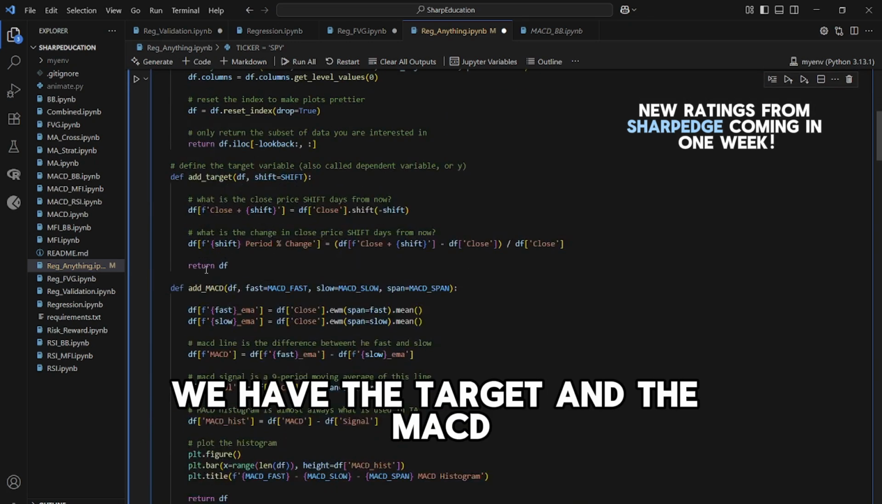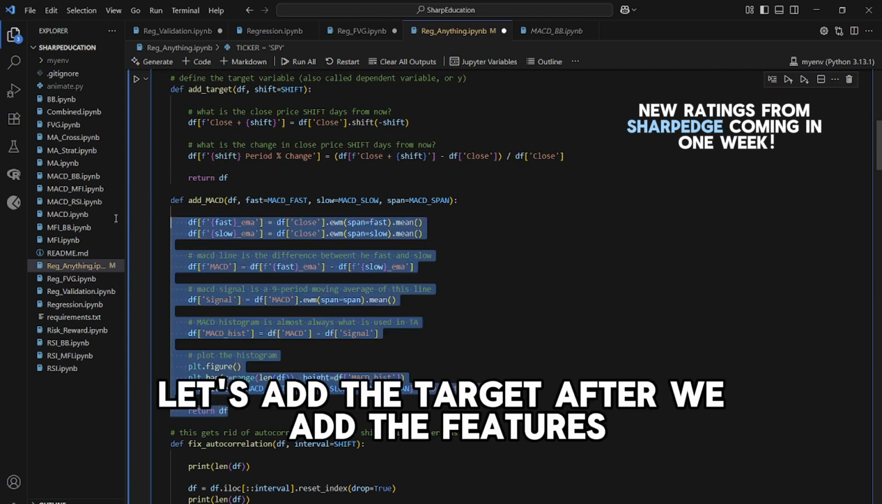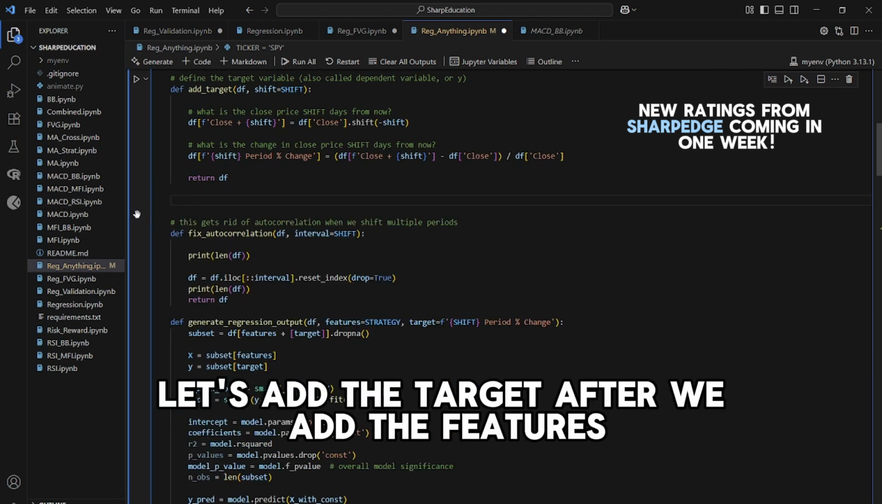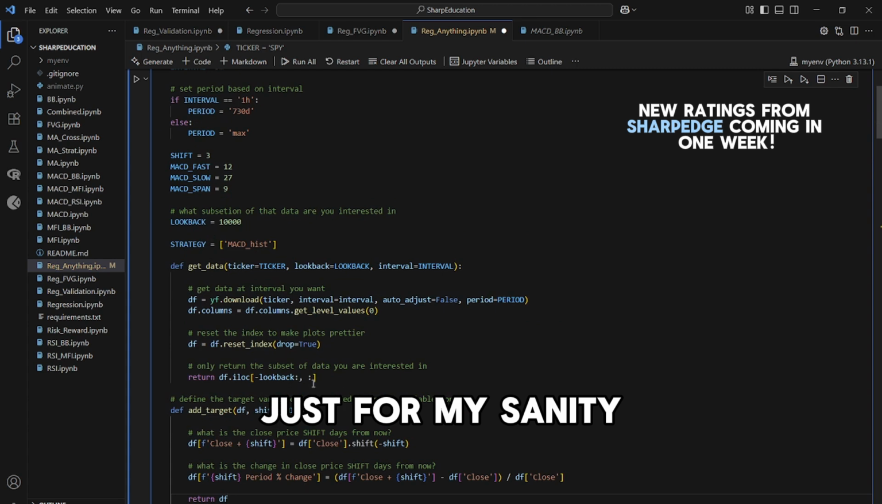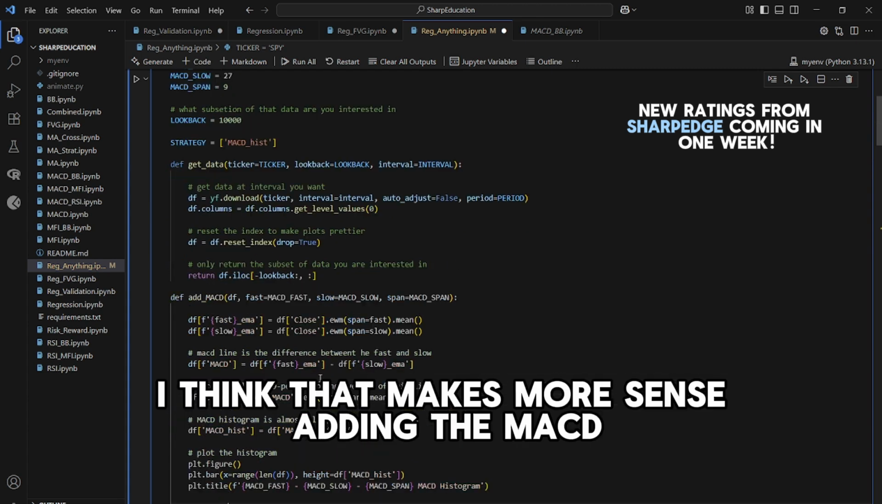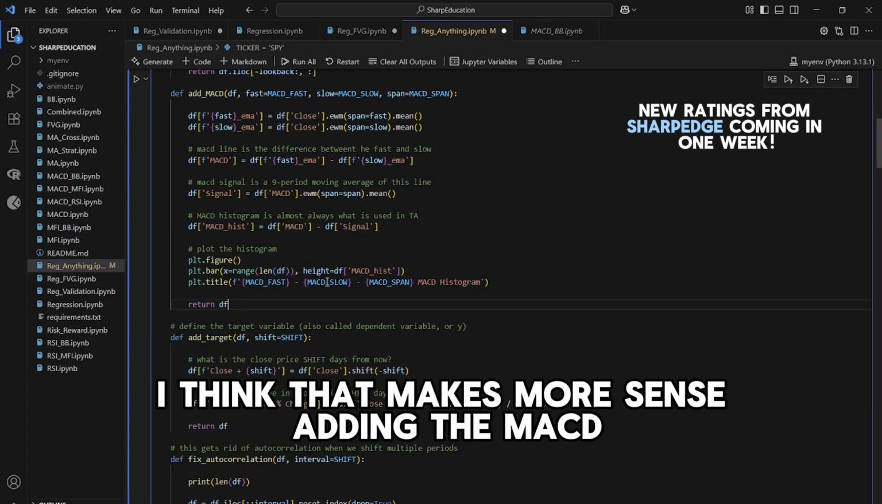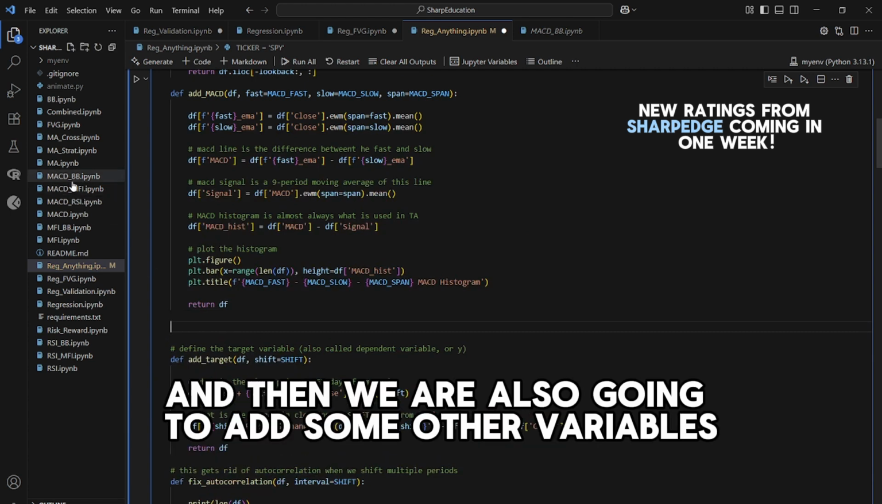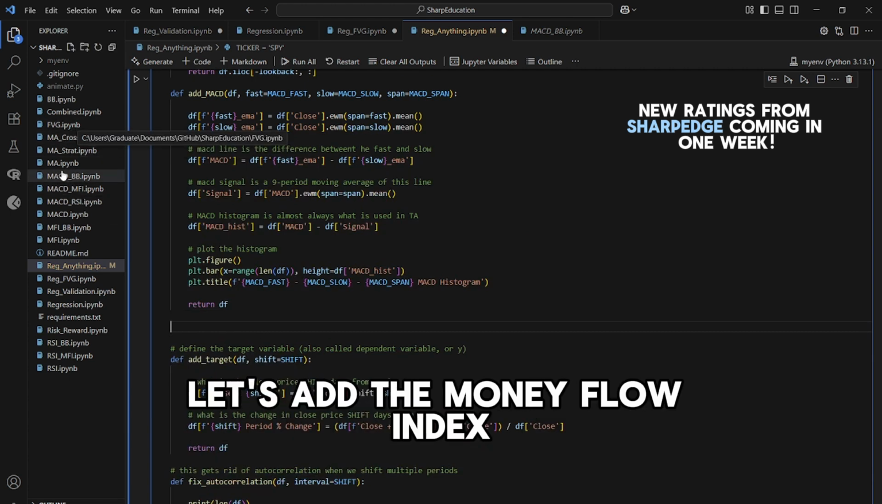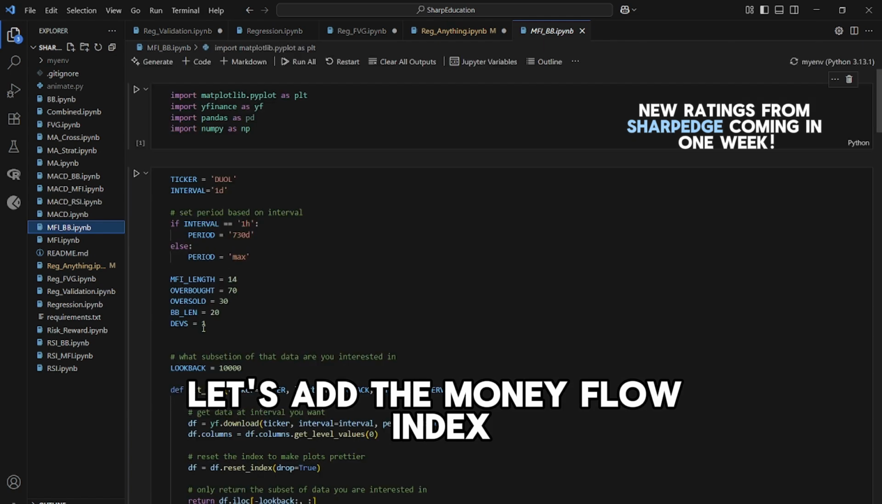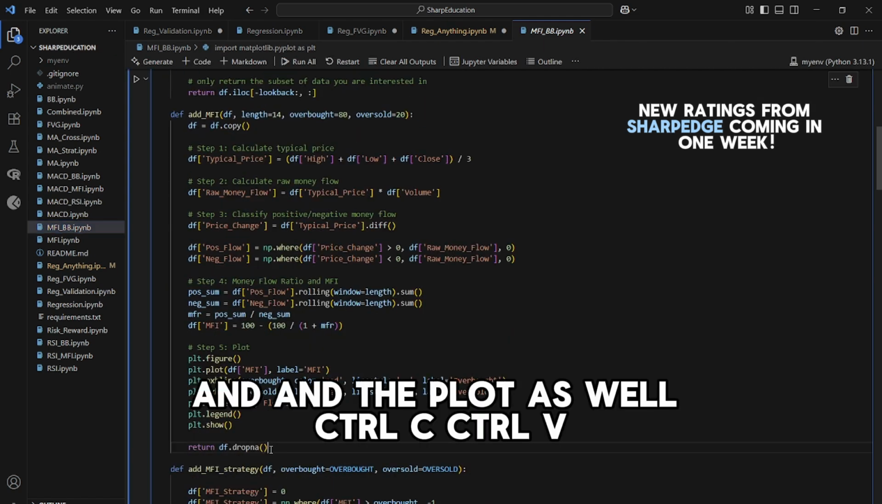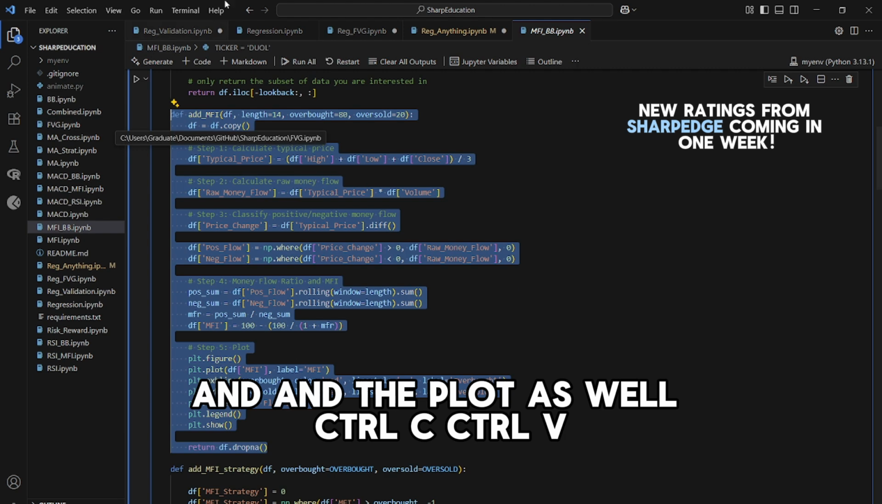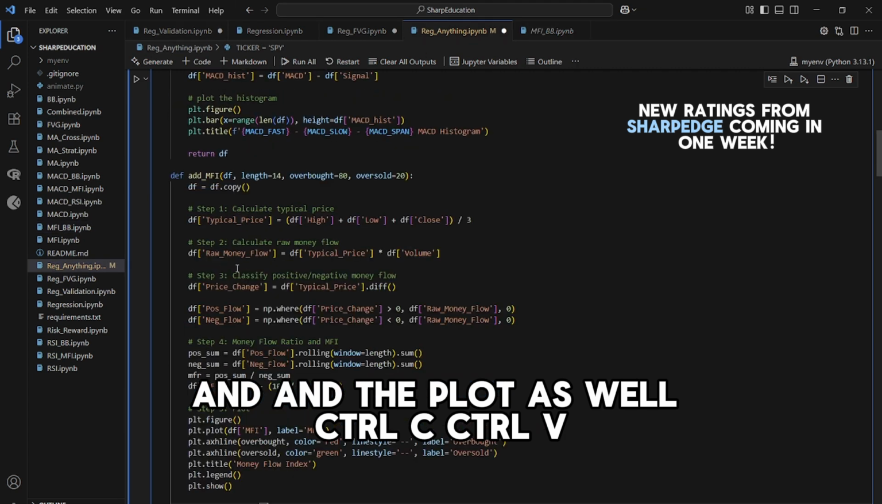We have the target and the MACD. Let's add the target after we add the features, just for my sanity, I think that makes more sense. Adding the MACD, and then we are also going to add some other variables. Let's add the money flow index and the plot as well. Control C, Control V.